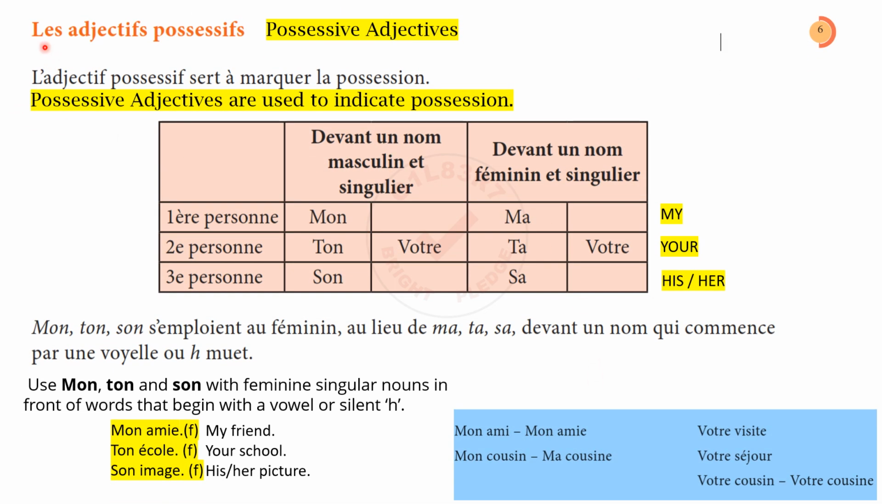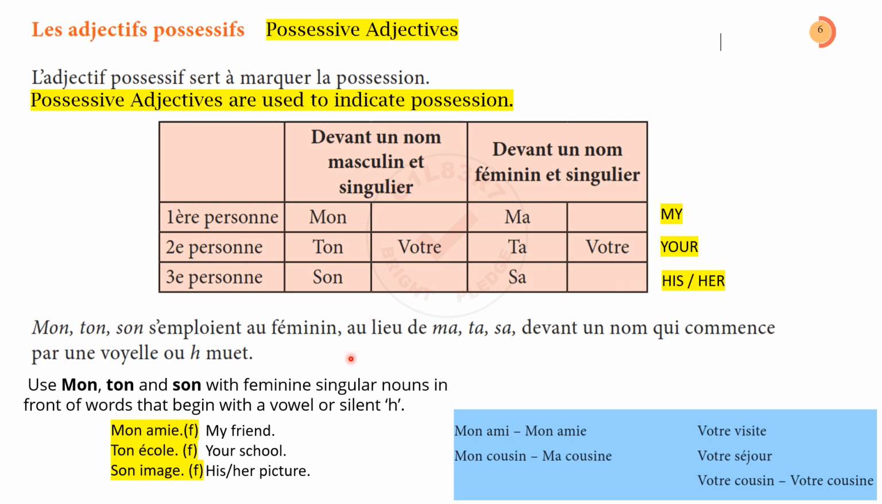Next, les adjectifs possessifs, possessive adjectives. So when you want to indicate possession, you can make use of the possessive adjectives. So here we have mon, ton, son, and ma, ta, sa, meaning my, your, his, or her. Okay, so mon, ma can mean my; ton, ta can mean your; and son, sa meaning his or her. Similarly, votre meaning your. Okay.